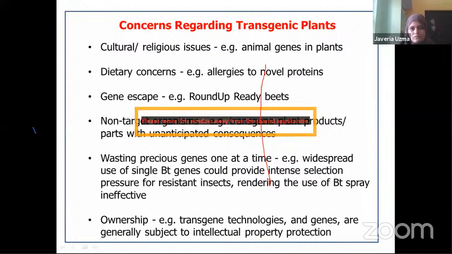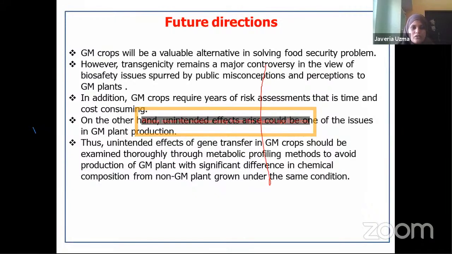Then the future directions: GM crops, genetically modified or transgenic crops, serve as a valuable alternative in solving the food security problem. Definitely, these transgenic crops will help in food security.